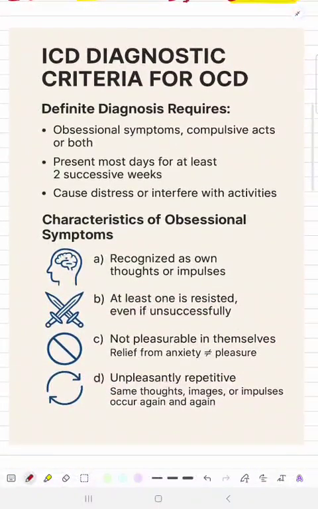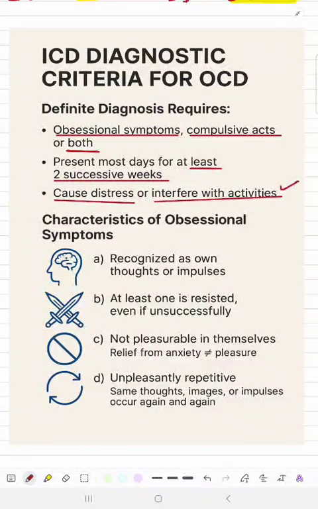Now according to ICD, the diagnostic criteria require some features. First is again the same: there should be obsessional symptoms and compulsive acts, or both. So either of these or both of these present together, and they have given the duration that these symptoms should last for at least 2 weeks. If it is less than 2 weeks, we can't categorize it as OCD. Only once the symptoms have persisted for at least 2 weeks will we consider it as OCD, and these cause significant distress and interfere with the activities of the person.